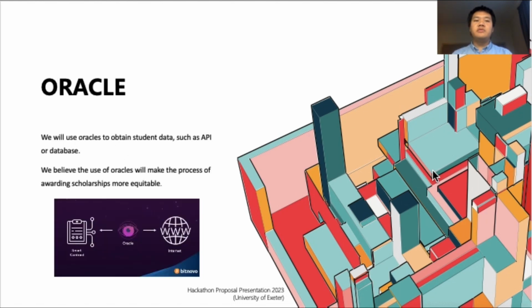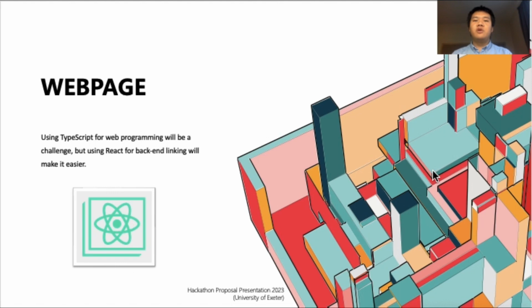Oracle will be an important part of our project because it will provide student data, which is relative to the core of fairness in this project. React can help us quickly connect the front end to the backend and use TypeScript for web development.